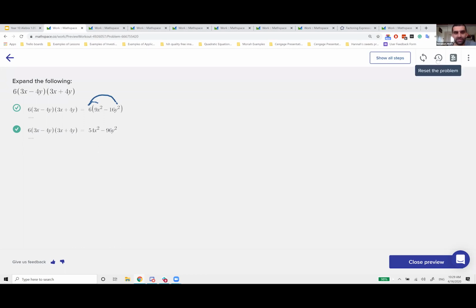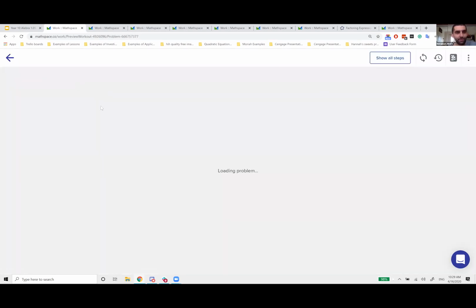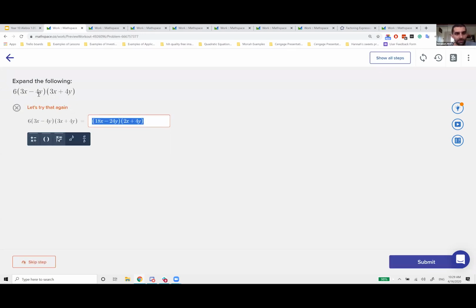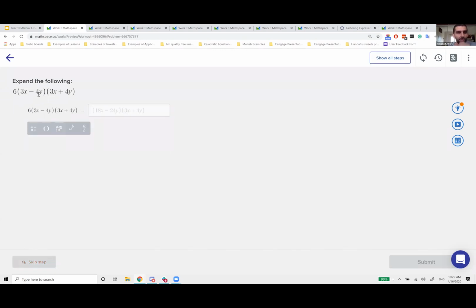If I quickly reset this problem, and we think about if you didn't notice that it was a difference of 2 squares, then you would just first expand that. Then you go 18x minus 24y times 3x plus 4y. Well, I said 2x instead of 3x. Thank you, Mathspace, for picking that up for me.